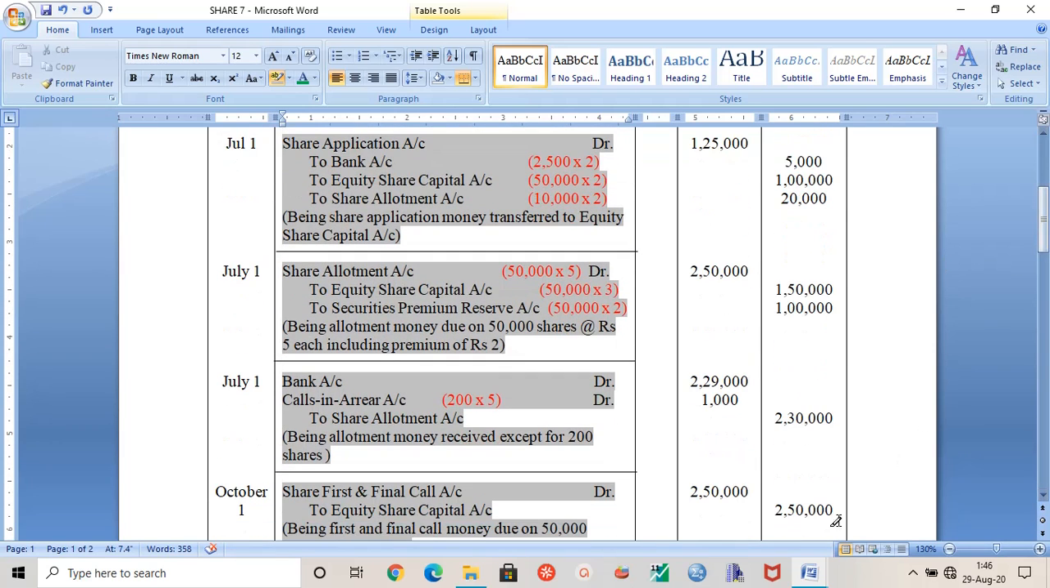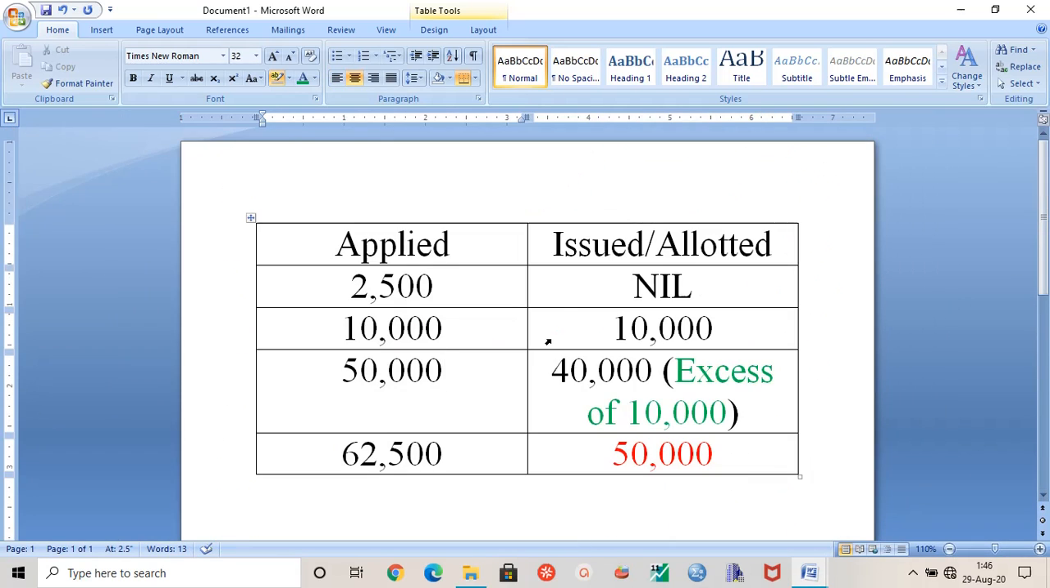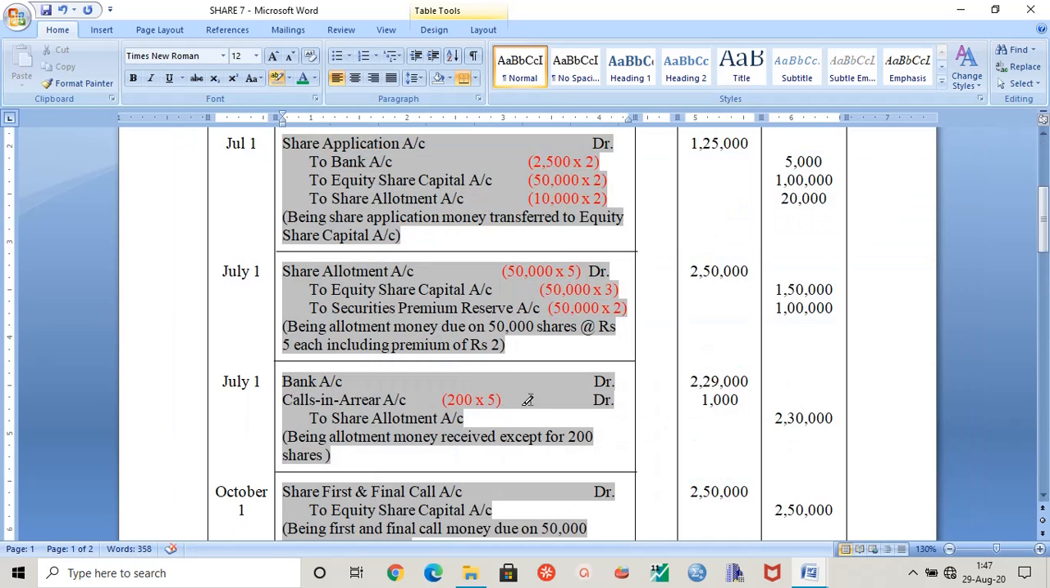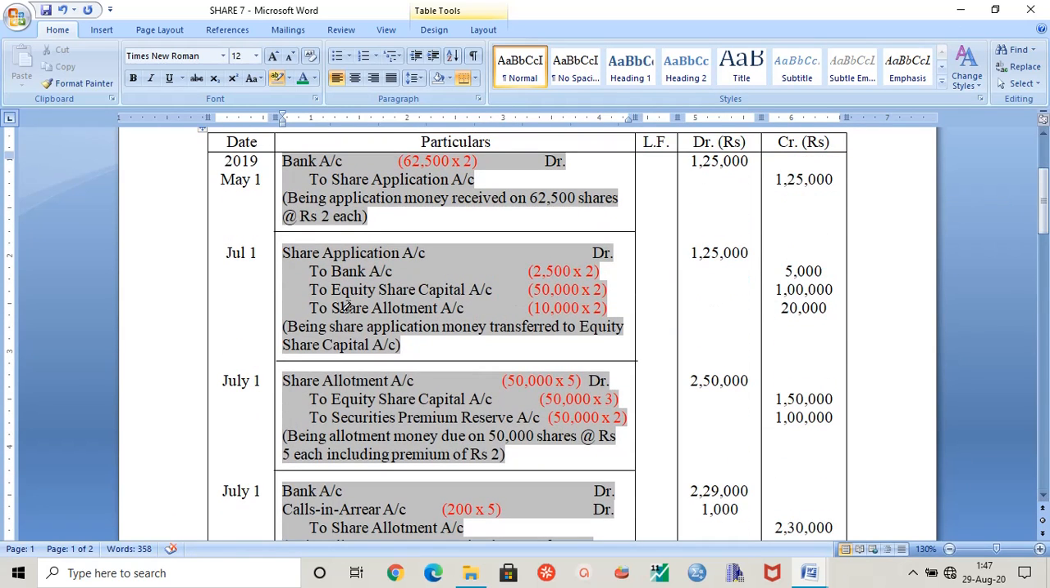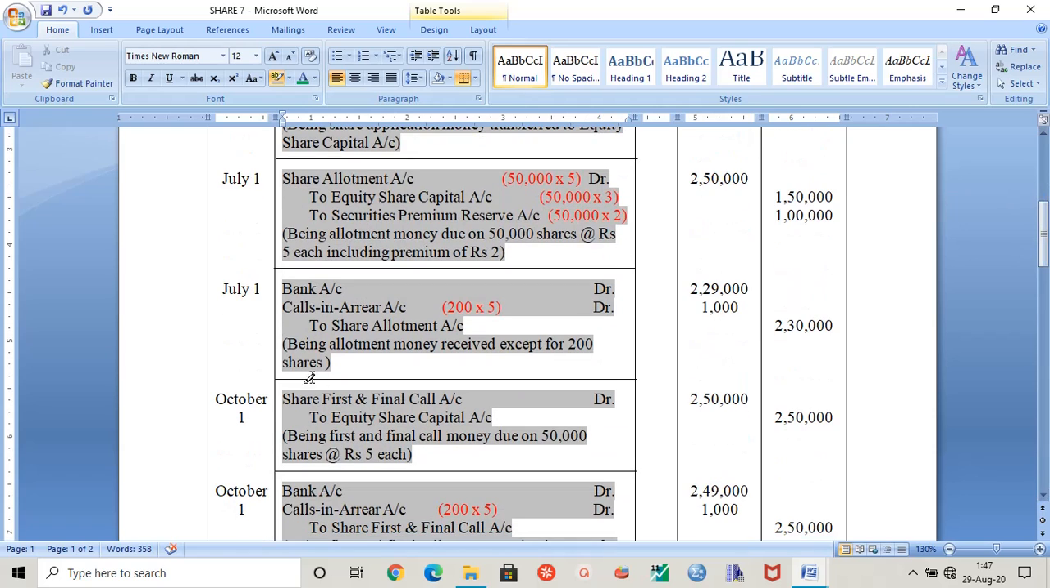Maybe this particular thing may have made you confused also. If there is confusion, let me know. Because in further questions we have to do this kind of thing, and we should understand this: from which category this 200 number of shares is actually coming. So we should know that. Yes, these 200 number of shares were actually standing here in calls in arrear.